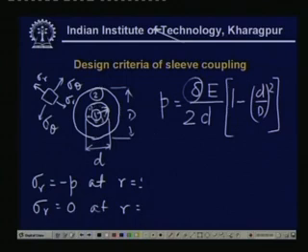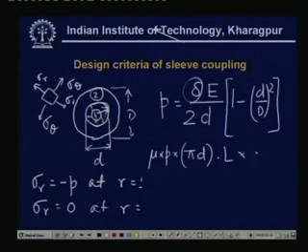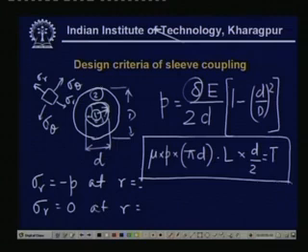The total force on the circumference will be equal to P times mu times the area, that is pi times d times L, the length of the slip. This is the total force times d by 2, and that will be equal to the torque. So this is the torque capacity of such a slip coupling.